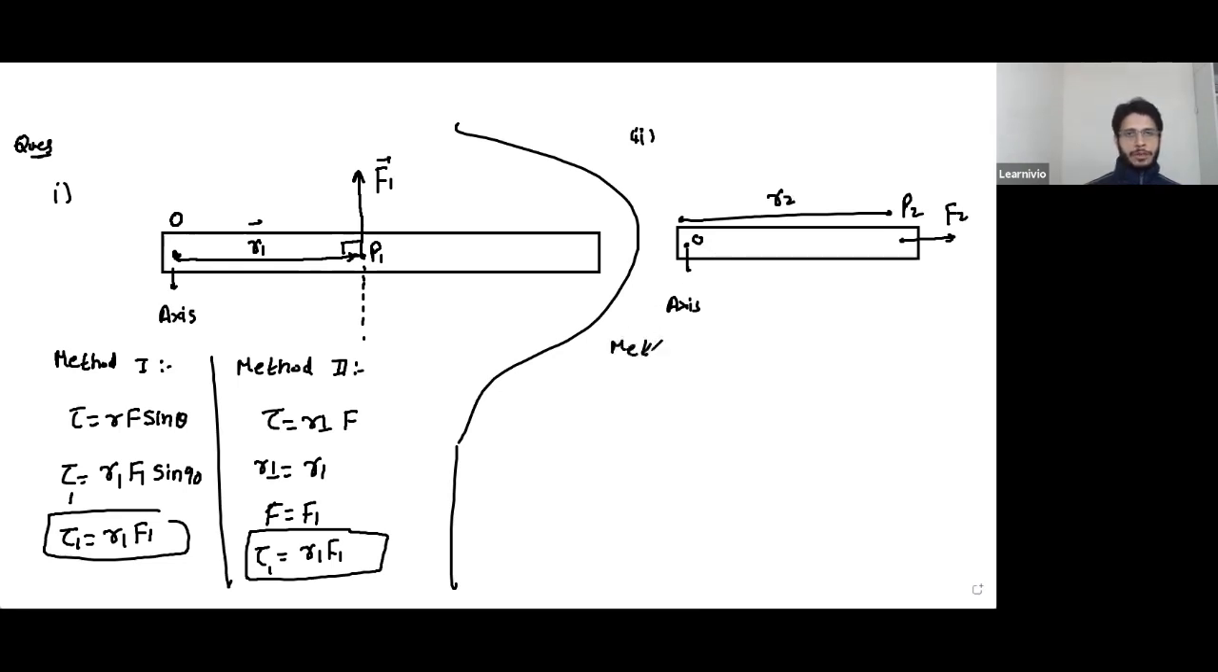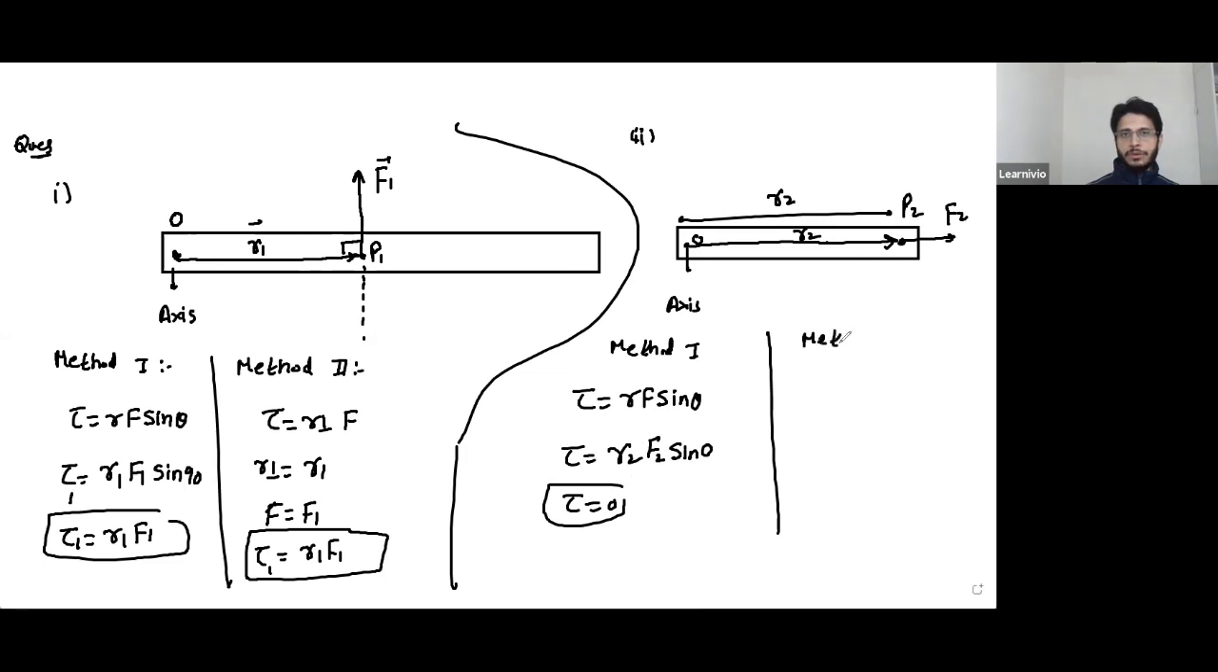Let's first start with method 1. Method 1 says torque is R F sine theta. What is R? The separation between O and the point of application of force. So this separation is your R, which is equal to R2 now. F is basically force F2. What is the angle between F2 and R2? 0. R2 and F2 are acting in the same direction. So your torque comes out to be 0. No torque is acting on it.